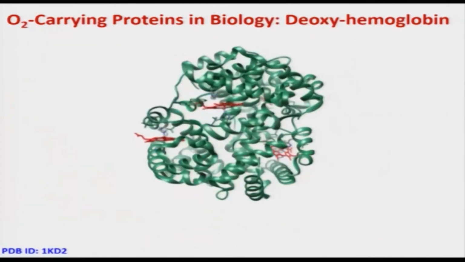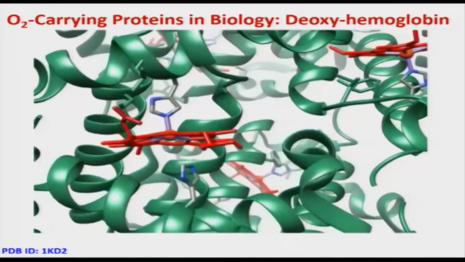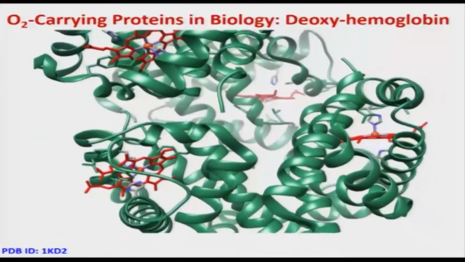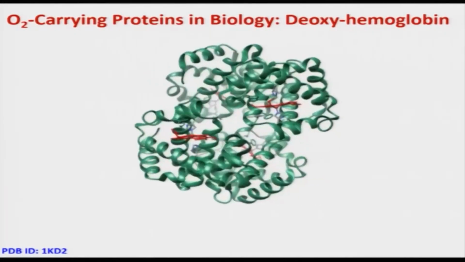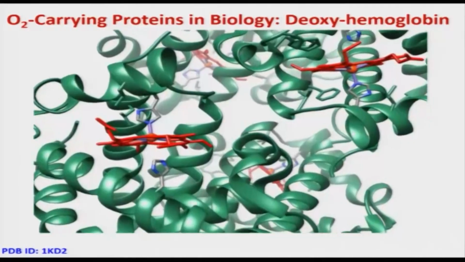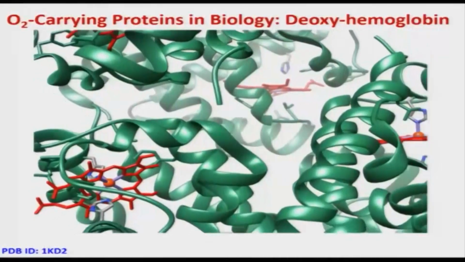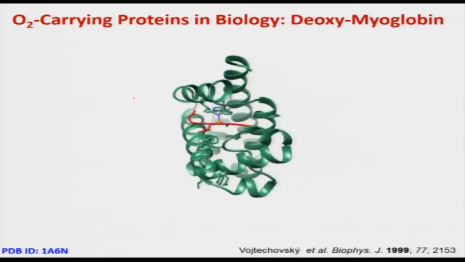So, look at the X-ray structure of deoxyhemoglobin here. As one can see, this distal histidine is just sitting above this iron center, and it is not ligated directly to the iron, but it is playing a very crucial role, which I am going to show you now. You will see that this is the heme center and this is the distal histidine, and you see that the sixth position is not coordinated. Now, let us look at the myoglobin also.